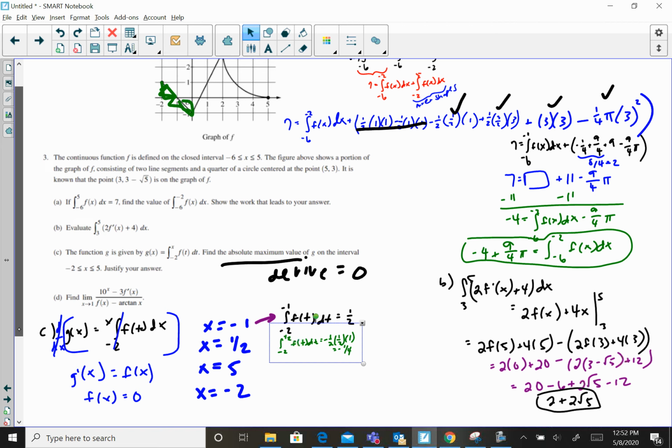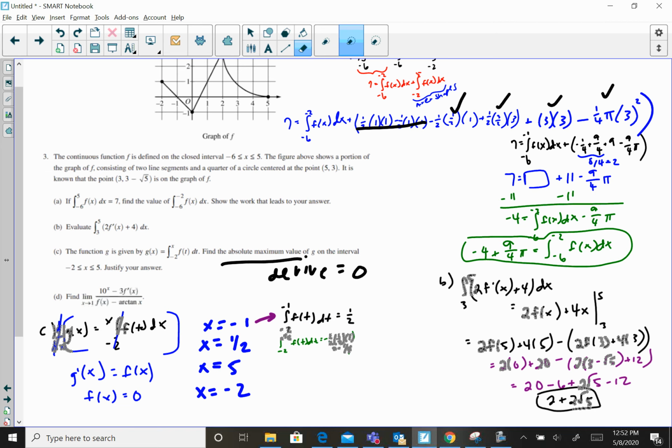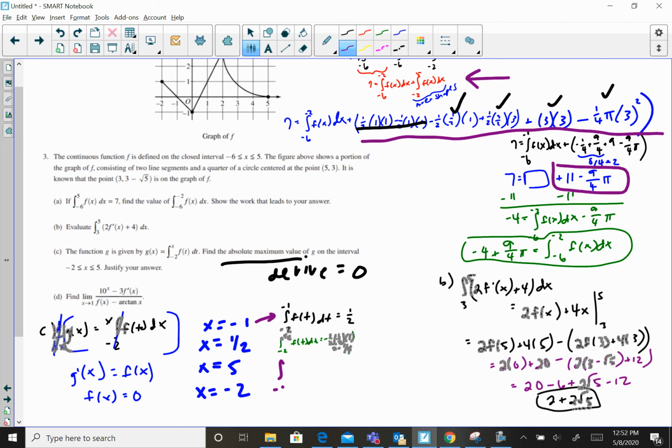Next, we're going to do 5, which we've already done from negative 2 to 5. We did that up here somewhere. I know I already did it. Yes, we did negative 2 to 5 here, right there. We already did that area shape, so I'm not going to waste my time doing it again. The integral from negative 2 to 5 of f of t dt was 11 minus 9 over 4 pi.